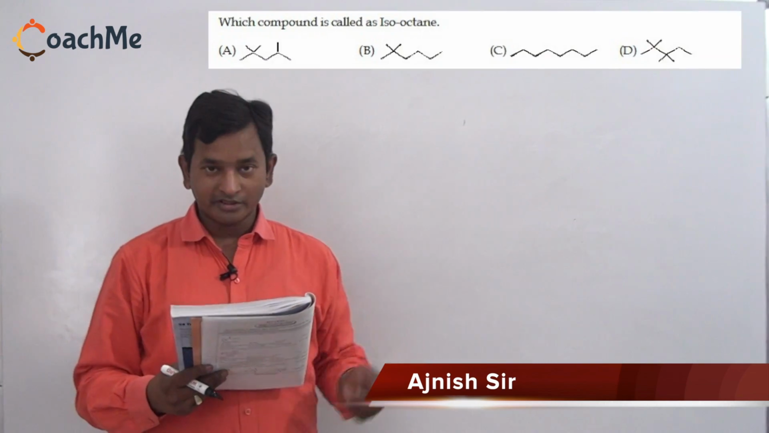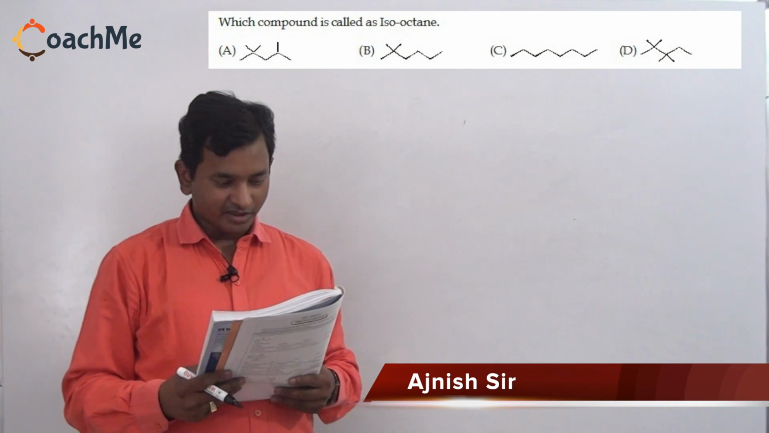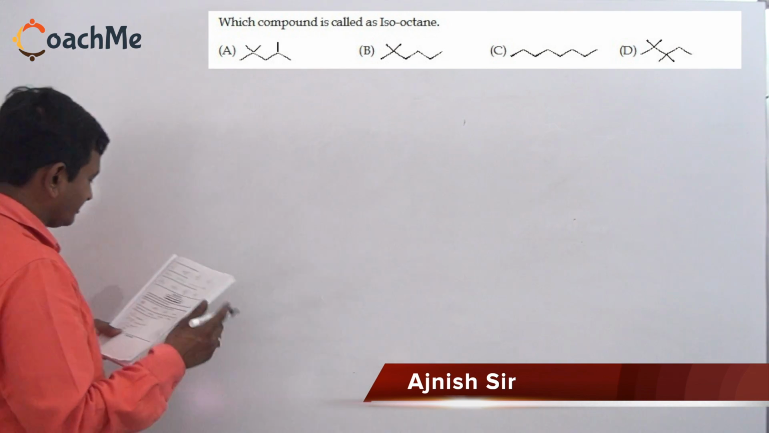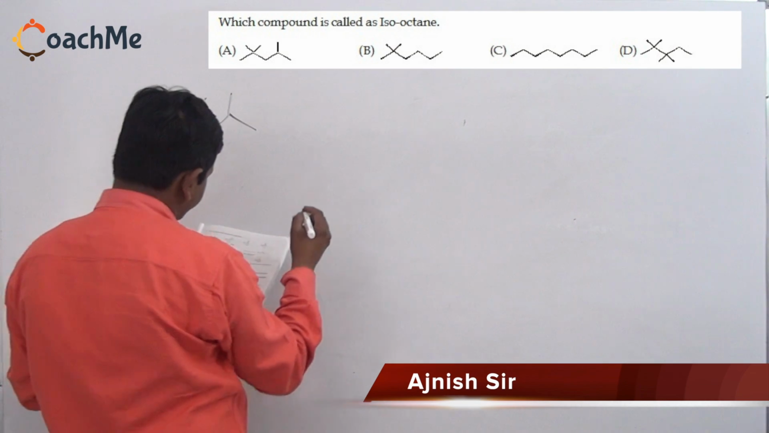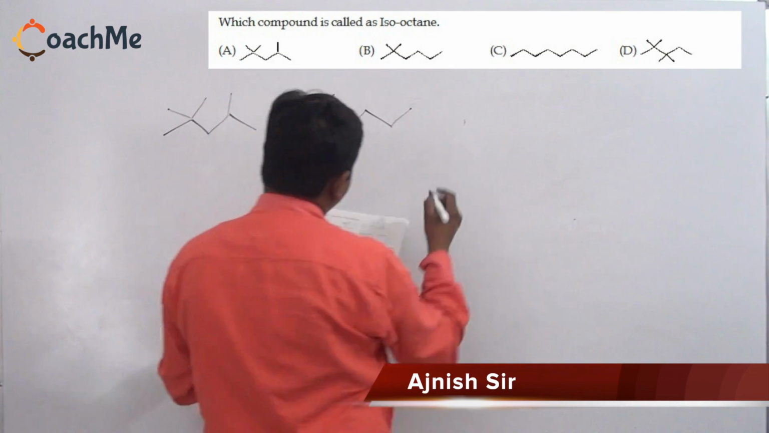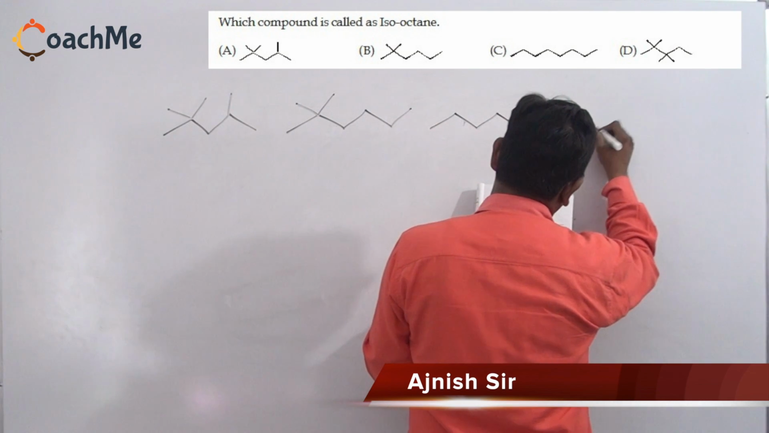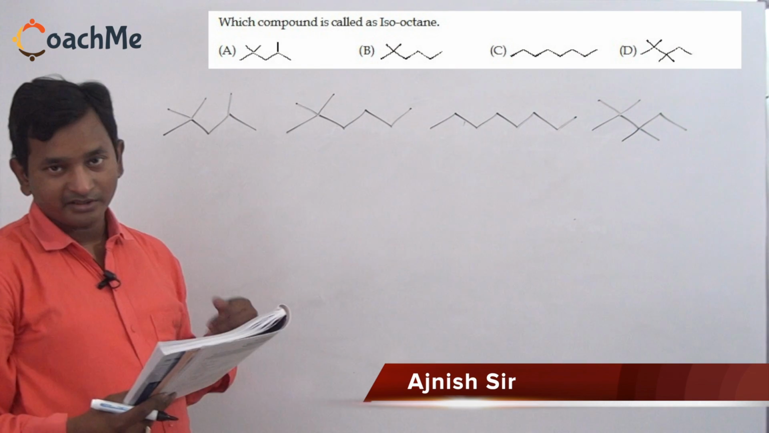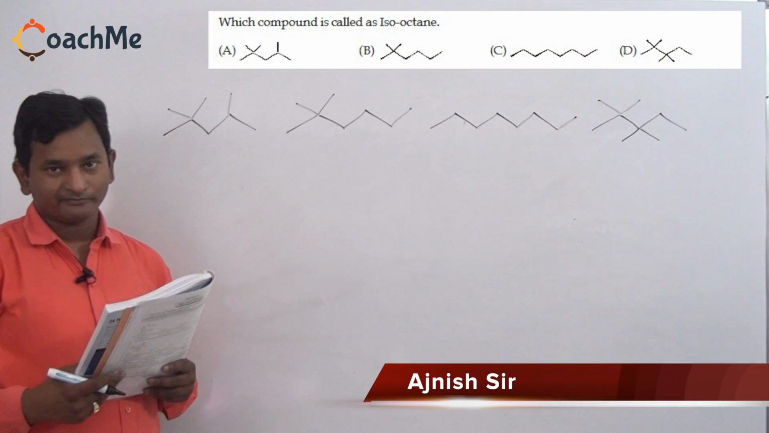Now the question is 9th, again of SCQ. In this question, it is asked which compound is called isooctane, and structures are given. Structure A is like this, structure B is like this, structure C will be like this, and structure D will be like this. And in these 4 options, you have to find which compound is called isooctane.